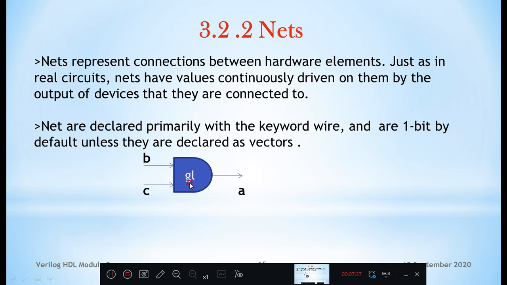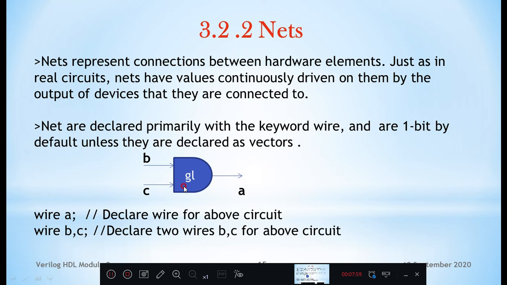Consider an AND gate with inputs B, C and output A. Here A, B, C all are nets only. We can declare the output port as wire A, declare wires for the above two input AND gate circuit. Inputs are also B, C, so declare two wires B and C for the above circuit.